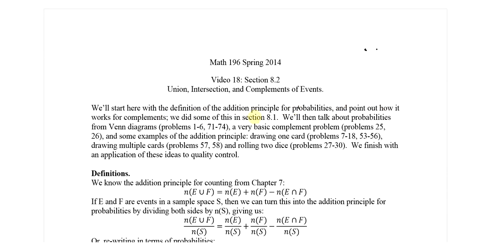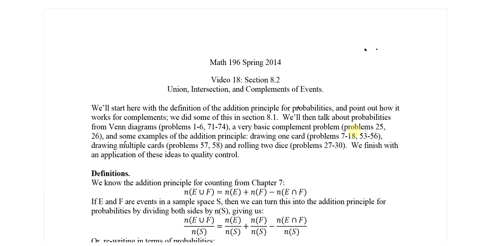We did some of this in section 8.1, and so we'll talk about probabilities from Venn diagrams. That's problems 1 through 6 and 71 through 74 in section 8.2. A very basic complement problem, that's 25 and 26 in 8.2, and some examples of the addition principle using some of the stuff that we saw from section 8.1. So drawing one card from a deck of cards, that's problems 7 through 18 and 53 through 56.